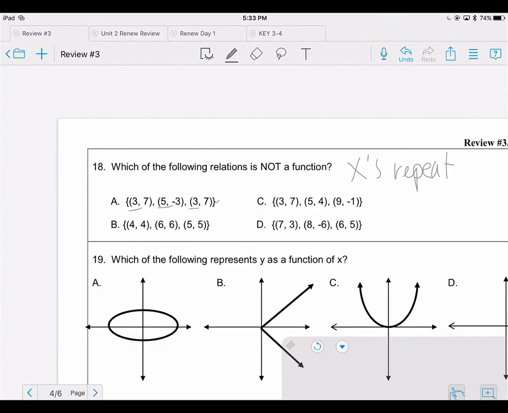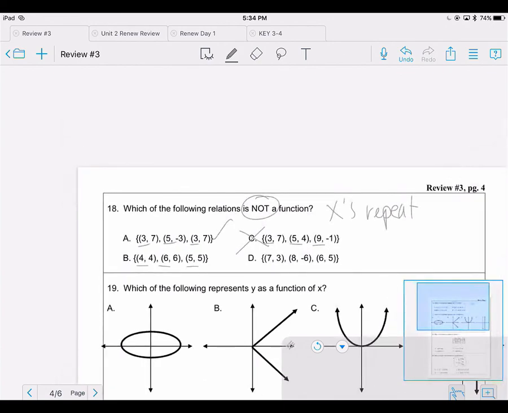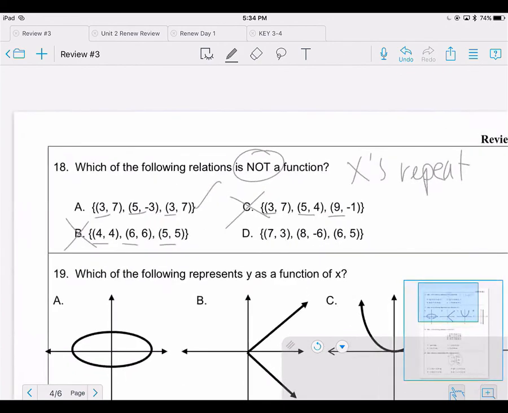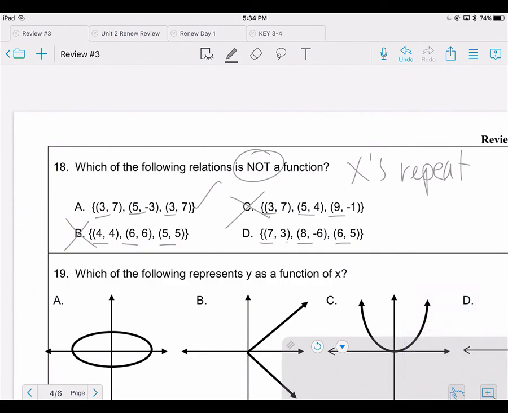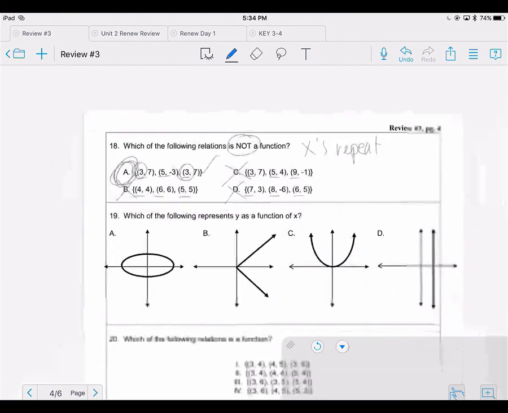So that one, my x's repeat, which would make it not a function. C, I have 3, 5, and 9. That one is a function, so I'm marking it out because it's asking for not. B, we have 4, 6, and 5. Again, marking it out because it's asking for not. And 7, 8, and 6, that one is a function. So A is the only one that is not a function because those x values of 3 repeat.